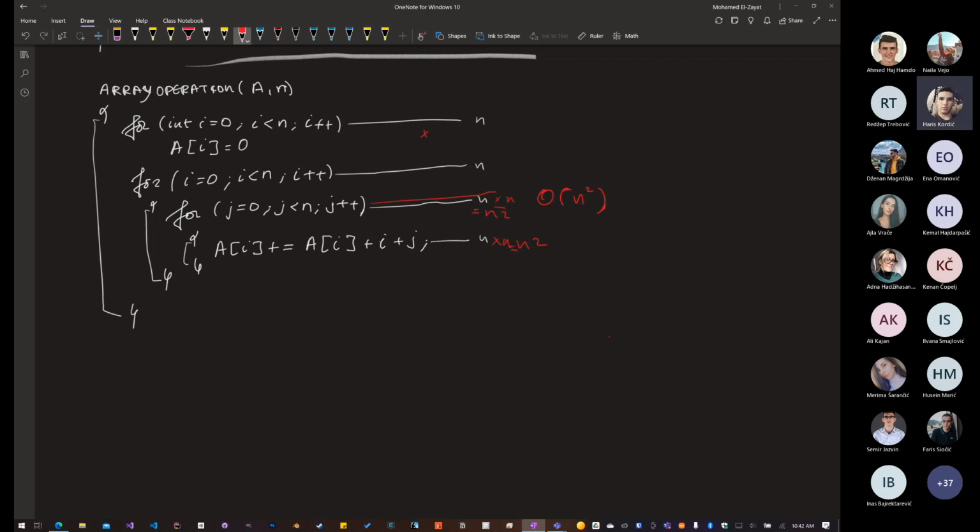Can I just ask one question? Yes. Is there a rule that if you have a higher order function in lower lines of the code, is it going to override the smaller time complexity? So basically, if you have order of n squared, is it going to override the order of n?